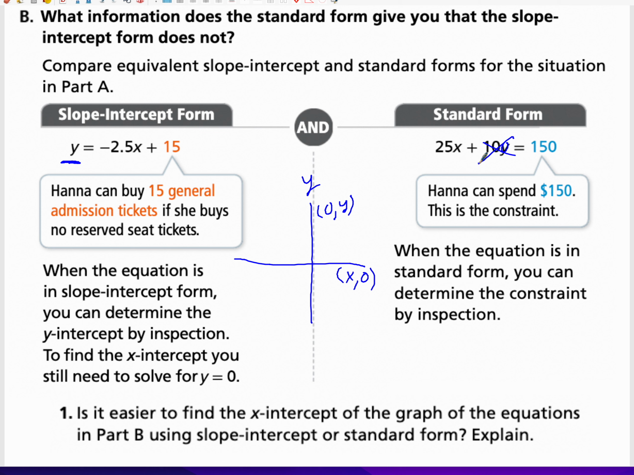Okay, so could we use this one to find the x-intercept? Yeah. We could still put a 0 in for y and solve for x with slope-intercept. We could find the x-intercept if we want to. It's just gonna take a couple of steps. With the standard form, it's gonna be really quick. It's gonna be super simple. Okay? Does that make sense?